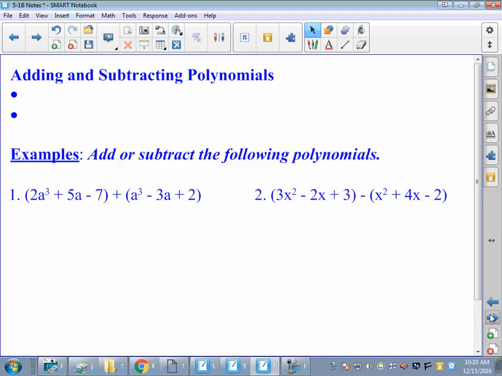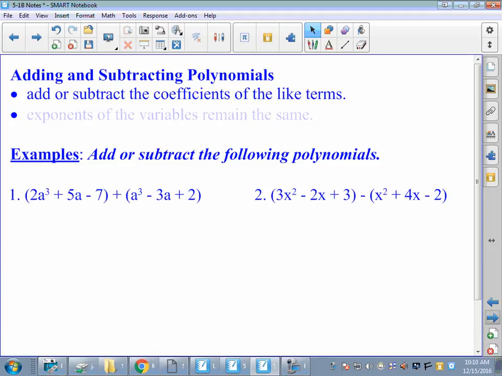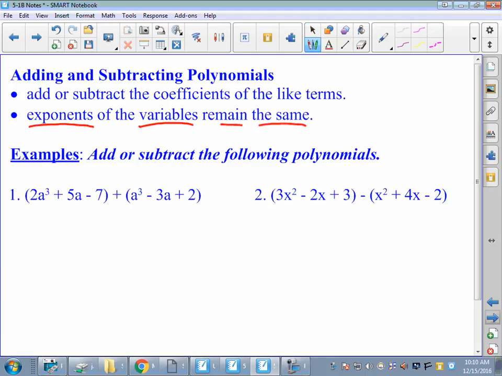Now we're going to talk about adding and subtracting these things. You add or subtract the like terms. This seems to be review. I feel like we've been doing this all year, but this is the formal place where we talk about it. Exponents remain the same. So the exponents of the variables remain the same when you're adding or subtracting.